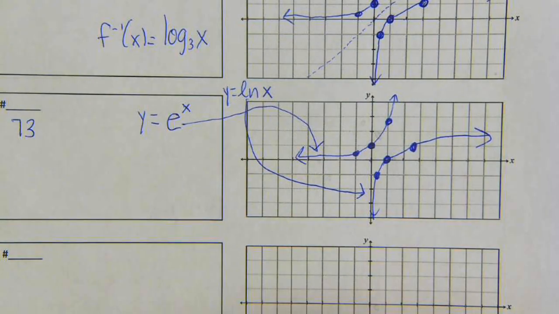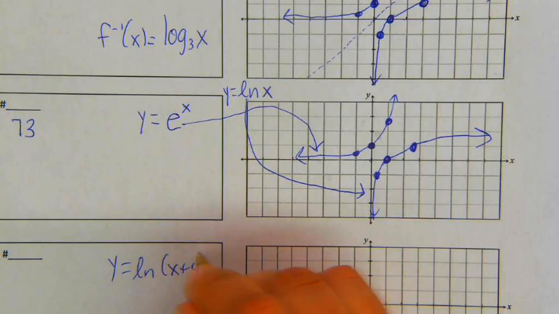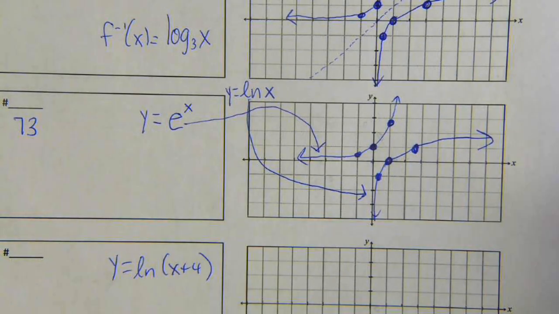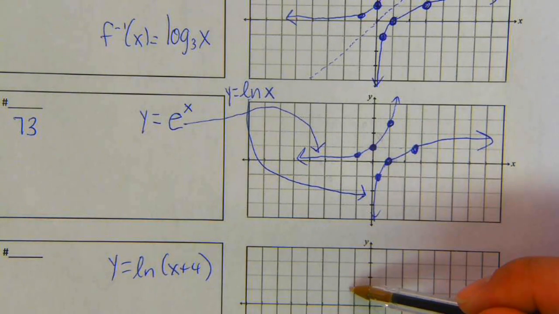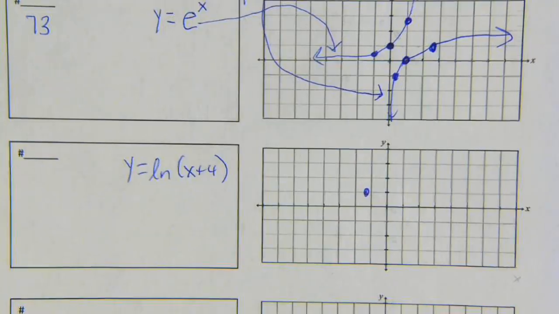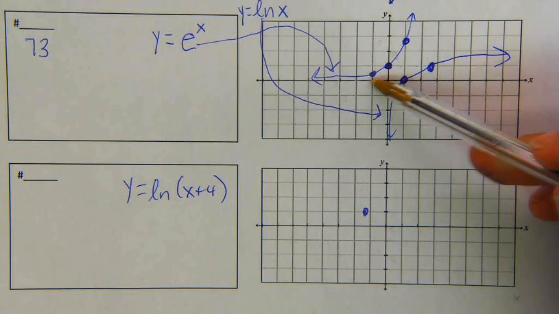So for me to actually graph y equals ln(x + 4), I would just take all these points and shift them 4 to the left. 1, 2, 3, 4. That's right here. Some of you probably like to do it all on the same graph. It's a little easier to shift on the same graph, right? Sometimes I like to go to a new graph so it doesn't look so cluttered, but it doesn't really matter to me. 1, 2, 3, 4.